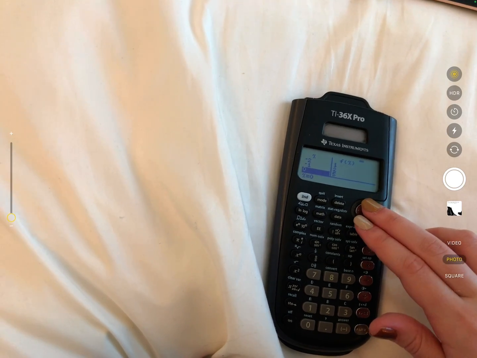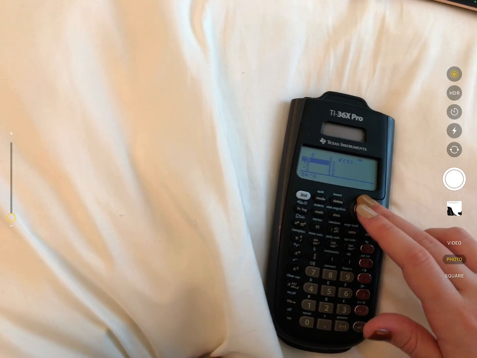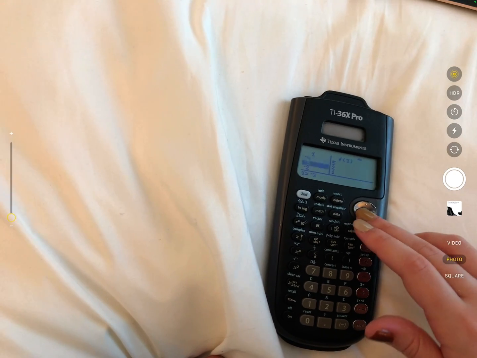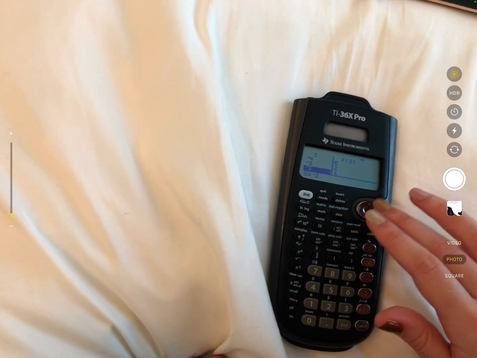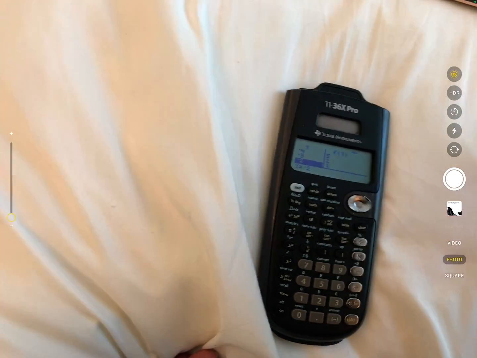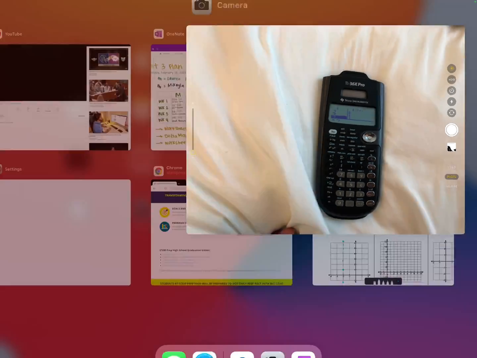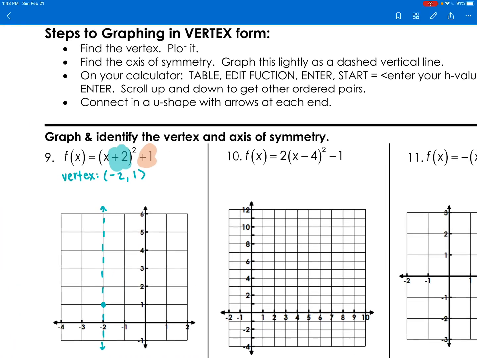So what we want to do to graph our quadratic is find 2 points on one side and 2 points on the other. And so this is my vertex, this is my middle, and so I want to choose my 2 points on both sides. So I am going to go back to my notes, and I'm going to look at my calculator.